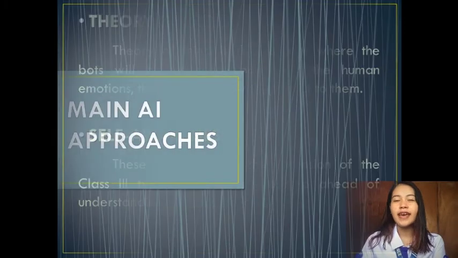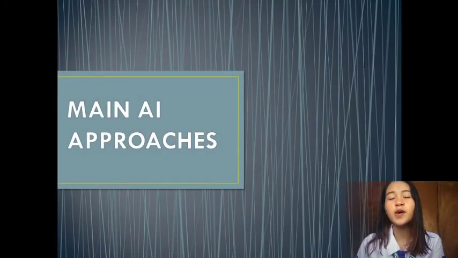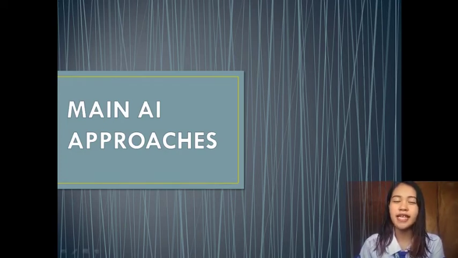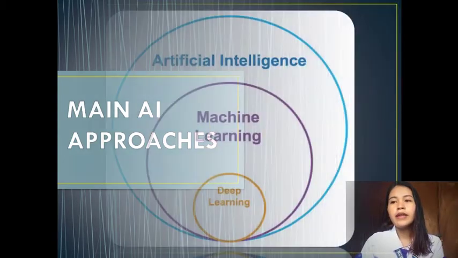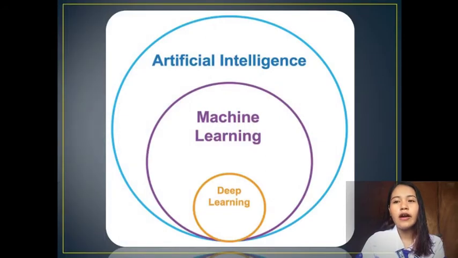Good day once again. So there are also other AI approaches, which are the main approaches. So there are different kinds of AI approaches. In main AI approaches, there are machine learning and deep learning.